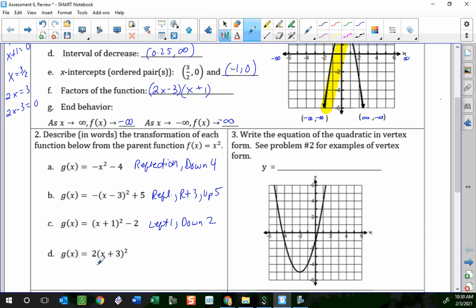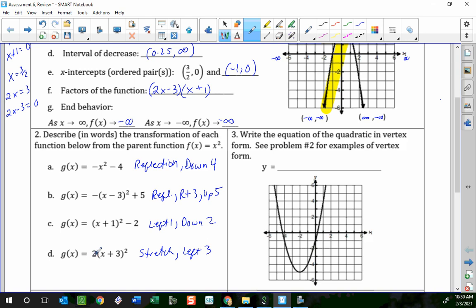These would all be parabolas. These are all quadratic functions because of the x squared in these problems. All right, this 2 in front, remember that's going to be a stretch. Makes your graph skinnier in a sense than it used to be. And then the +3 moves you to the left 3.